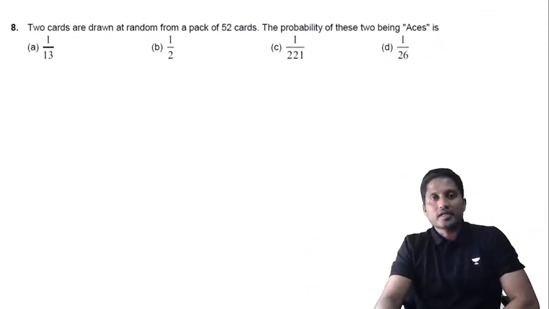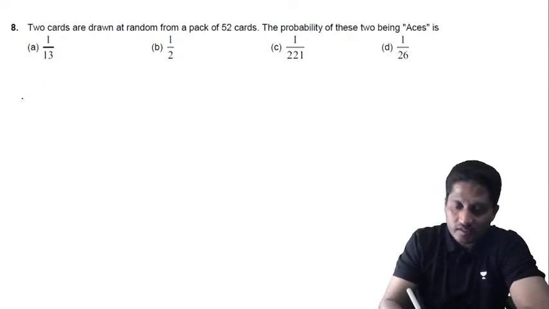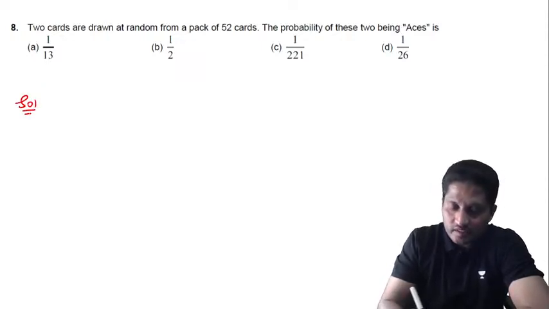2 cards are drawn at random from a pack of 52 cards. What's the probability that both are aces? Okay, first should be an ace and second should be an ace.